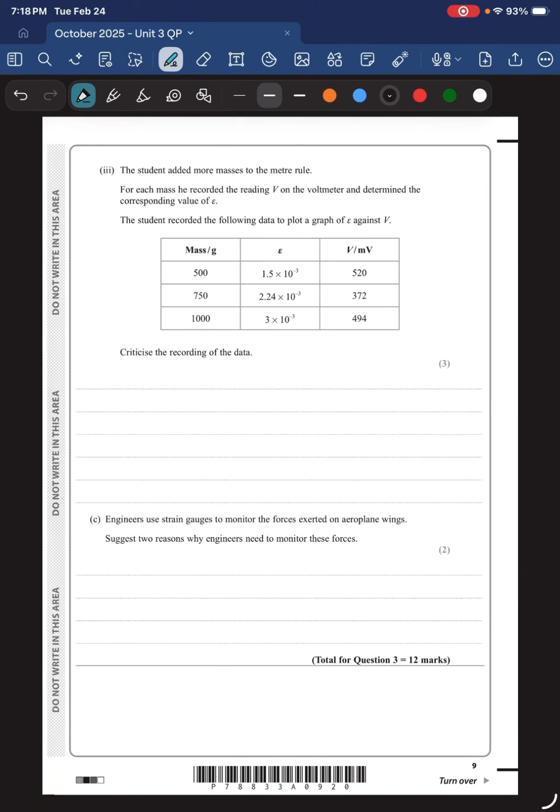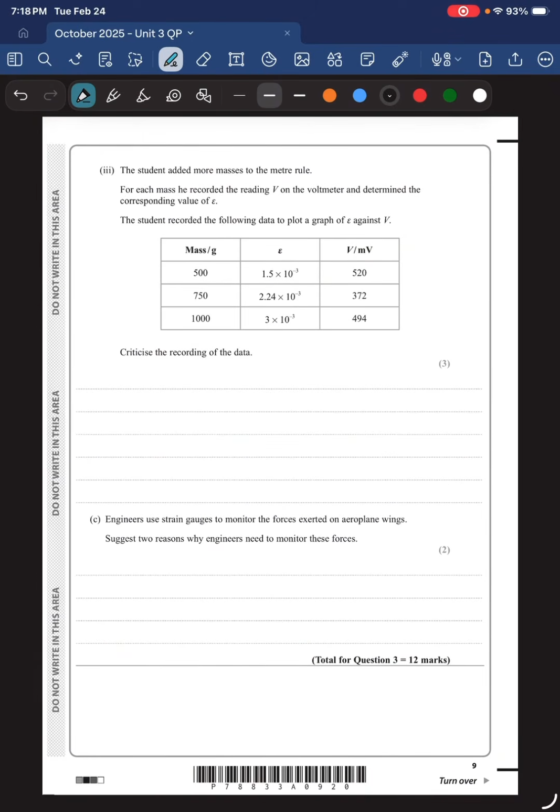Question 3, the student added more masses to the meter rule. For each mass, he recorded the reading V on the voltmeter and determined the corresponding value of epsilon, of strain, right? The student recorded the following data to plot a graph of epsilon against V. Criticize the recording of the data. Okay, so these types of questions usually don't ask you about the physics of the problem. They usually ask you about the nature of the data themselves.